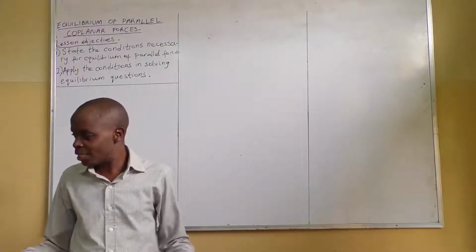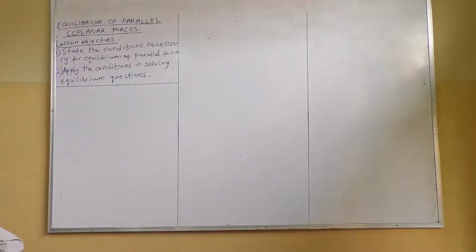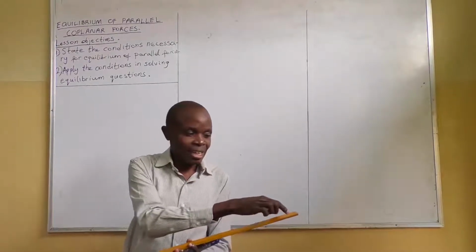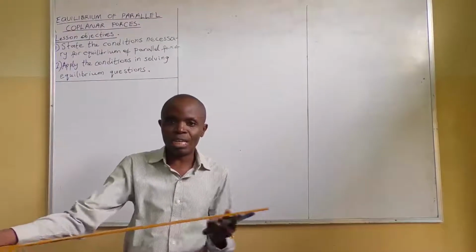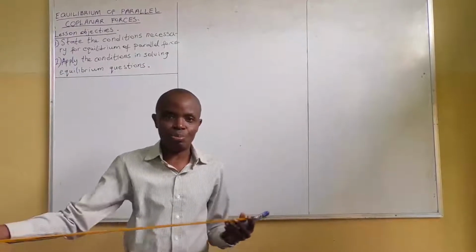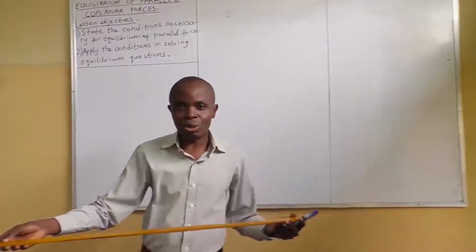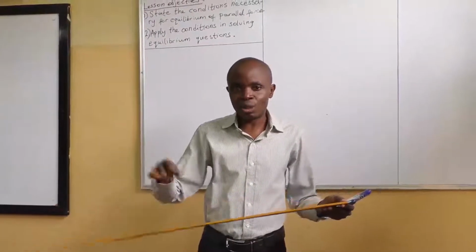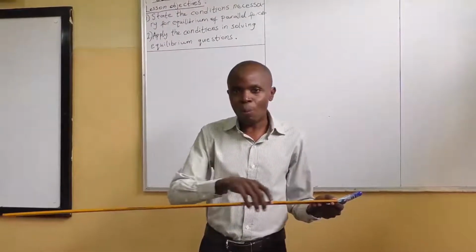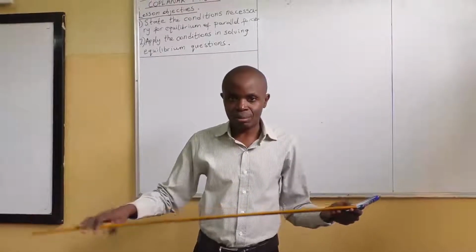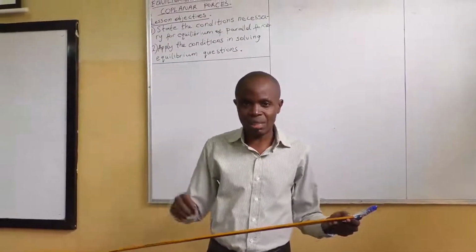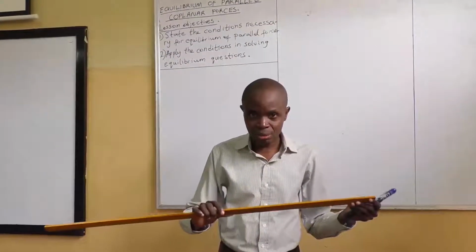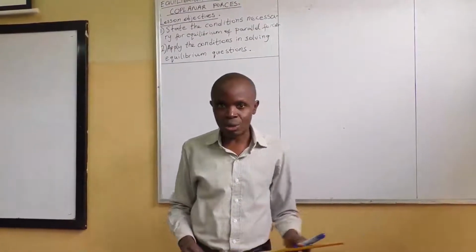So for instance, if I hold this ruler, and there's someone else holding at the other side, if both of us were pulling the ruler towards ourselves, then we will both be exerting forces that are coplanar on this ruler, because the two forces being exerted by the two persons act on the same object, on the same ruler. Those are coplanar forces.